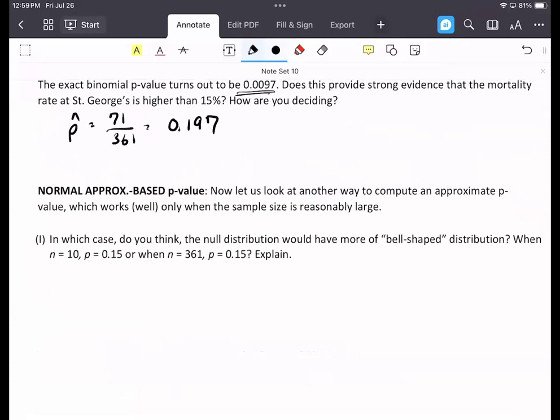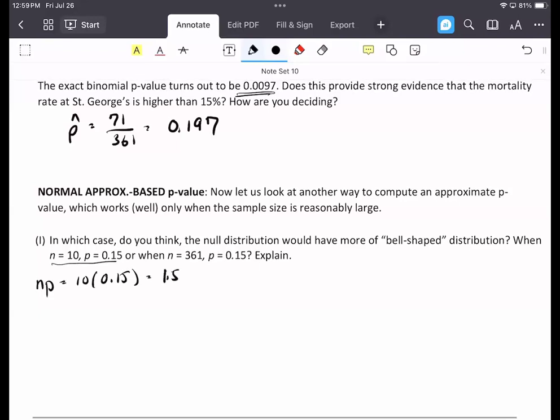In which case do you think the null distribution would have more of a bell-shaped distribution: when n is 10 and p equals 0.5, or when n is 361 and p equals 0.15? Explain. Let's start with the case of n equals 10 and see what happens. I'm going to look at n times p, which is 10 times 0.15, which gives me 1.5. Remember, with the central limit theorem, it has to be at least 10. This is less than 10.